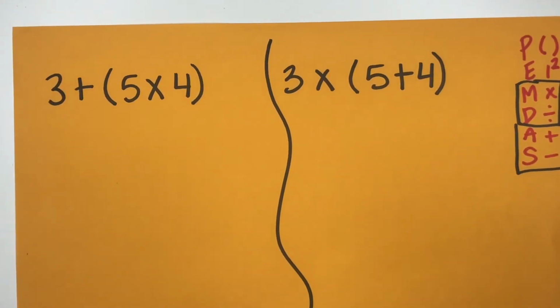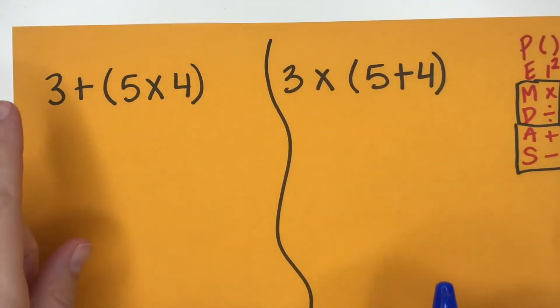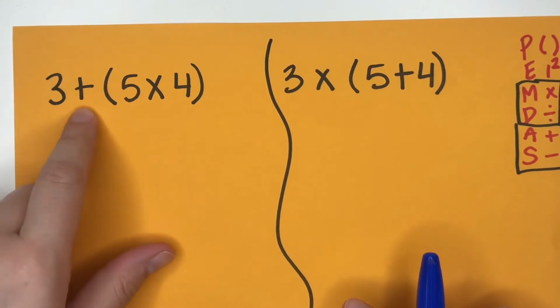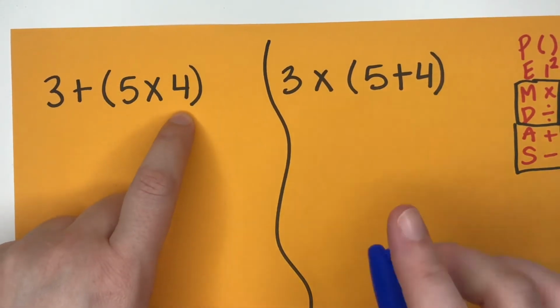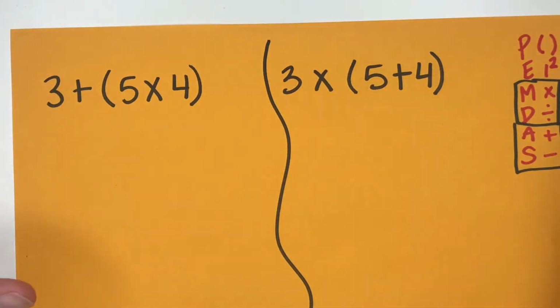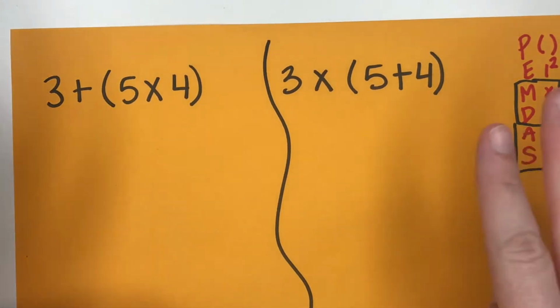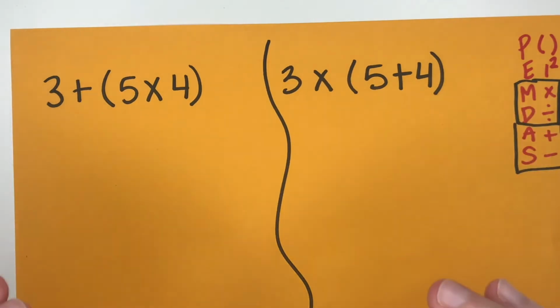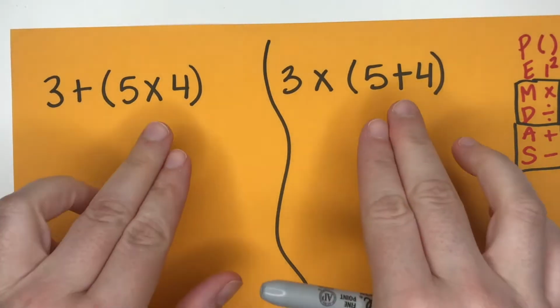As you can see, these two problems are very similar. This one says 3 plus 5 times 4, where this one is 3 times 5 plus 4. So let's talk about the differences really quick. I notice the digits are all the same. They're all addition and multiplication, and they both each have one set of parentheses.